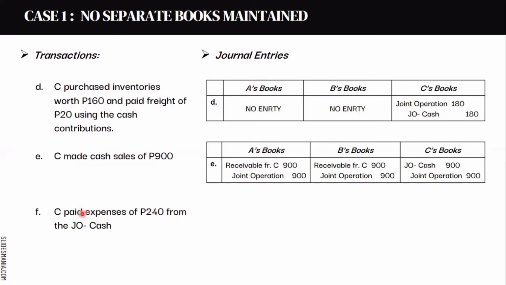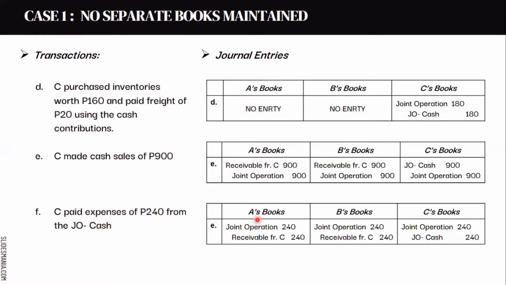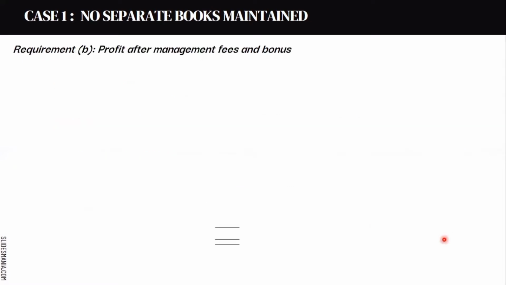Transaction letter F. C paid expenses of 240 pesos from the JO Cash. So journal entries, sa libro ni A, B at ni C, debit joint operation account na 240 because expenses is debited doon sa T account ng joint operation account. At pagdating sa libro ni A at ni B, credit receivable from C because by paying the expenses out of JO Cash, C's cash accountability is reduced. That's why receivable from C is credited. At JO Cash is credit naman sa libro ni C. So tapos na tayo sa journal entries.